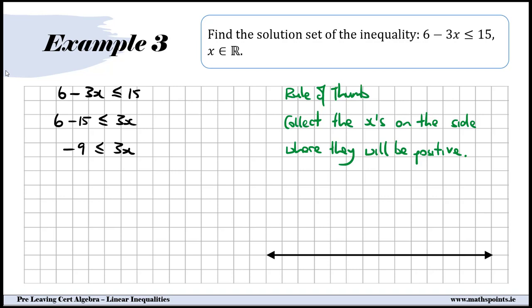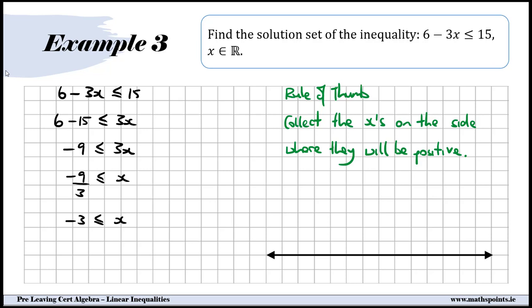As before, I'm trying to get the x on its own, so I'm going to divide both sides by the number beside the x, which is 3. So minus 9 over 3 is less than or equal to x. And then finally, tidying up, minus 9 divided by 3 is minus 3. And minus 3 is less than or equal to x. Or another way of saying that is that x is every number greater than or equal to minus 3.